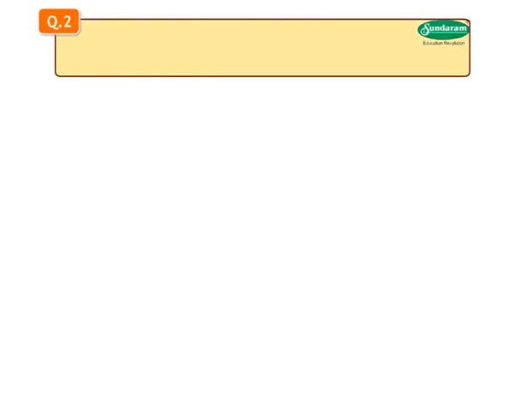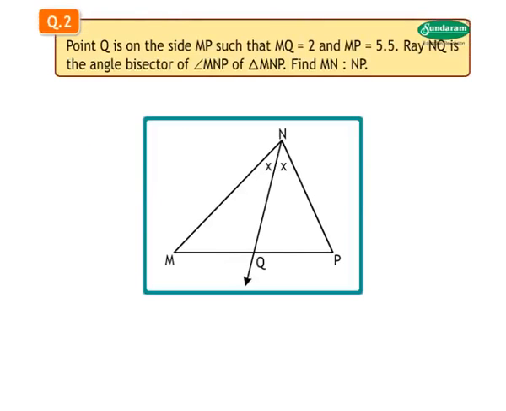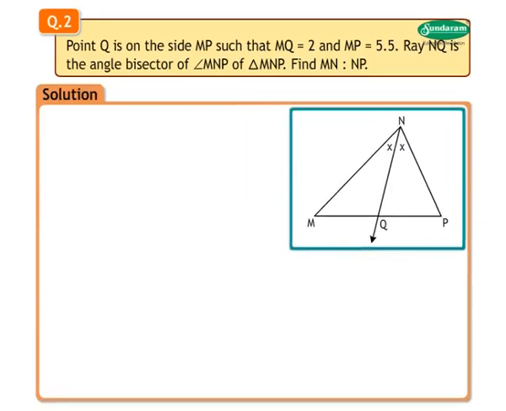Question 2. Point Q is on the side MP such that MQ is equal to 2 and MP is equal to 5.5. Ray NQ is the angle bisector of angle MNP of triangle MNP. Find MN is to NP. Solution. It is given that MQ is equal to 2, MP is equal to 5.5. So, QP is equal to MP minus MQ, which is 5.5 minus 2, equal to 3.5.